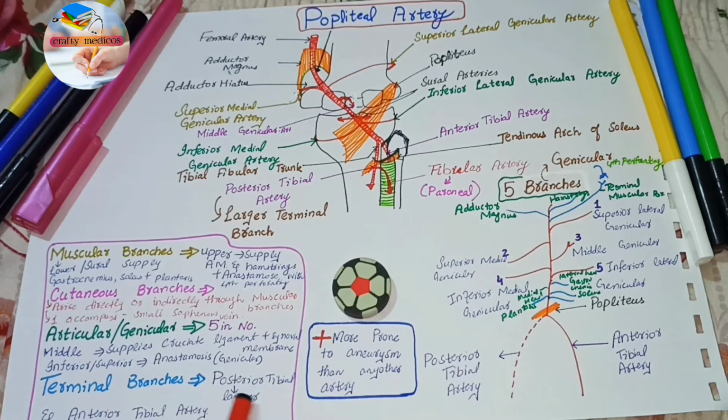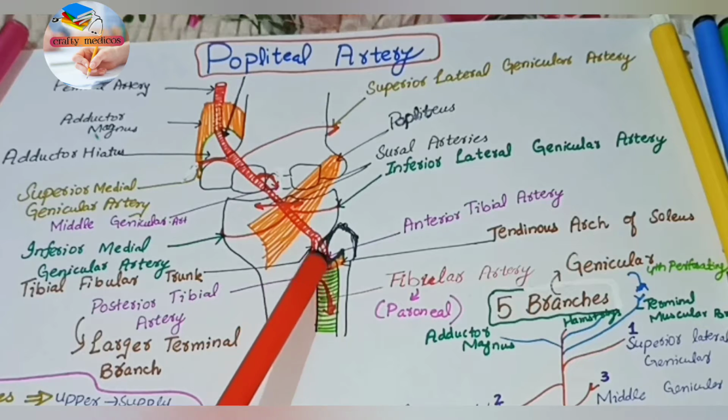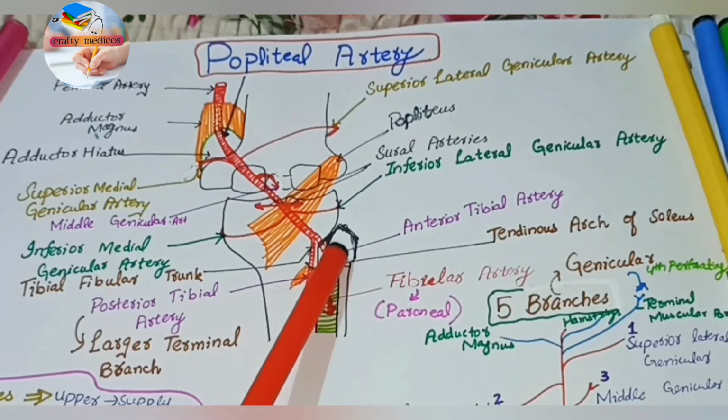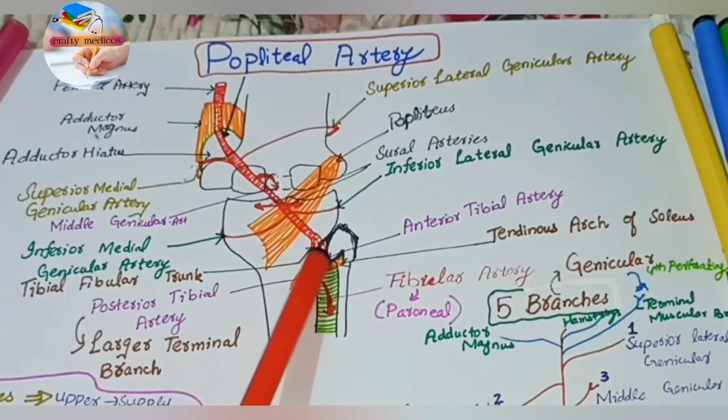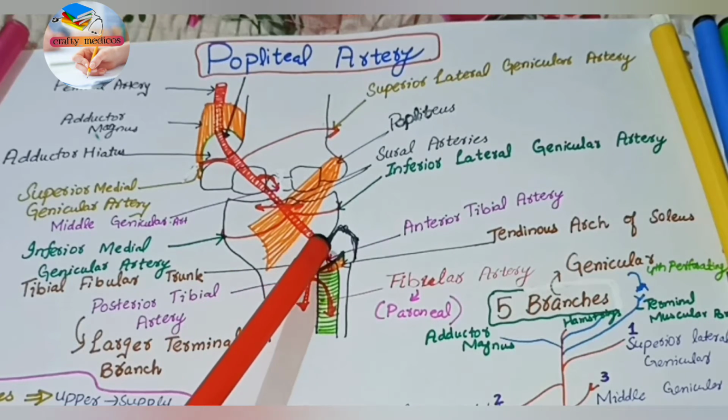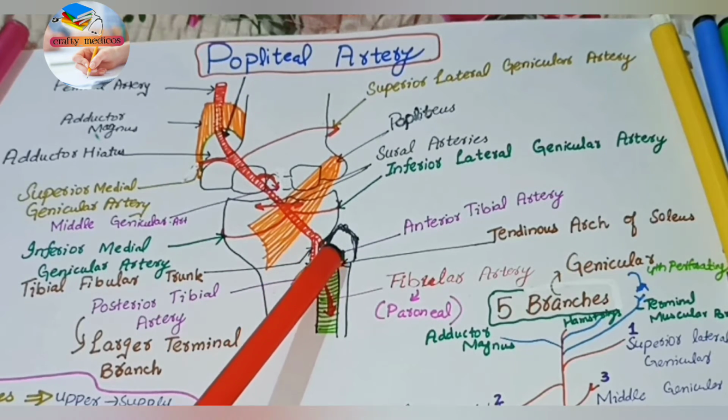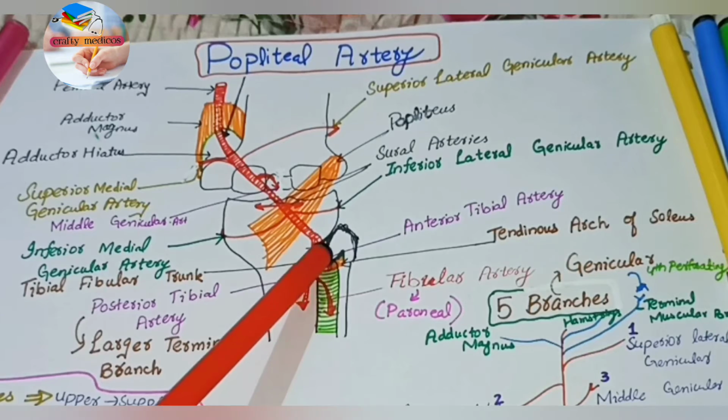Now the terminal branches, which includes the posterior tibial and the anterior tibial artery. The anterior tibial artery is the smaller terminal branch of the popliteal artery. It begins on the back of the leg at the lower border of the popliteus opposite the tibial tuberosity. It enters the anterior compartment of the leg by passing forwards close to the fibula through an opening in the upper part of the interosseous membrane.